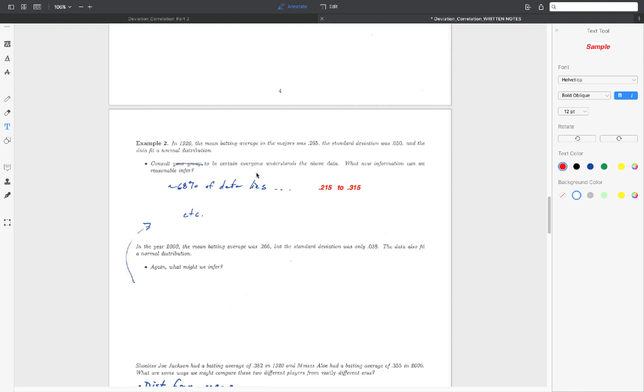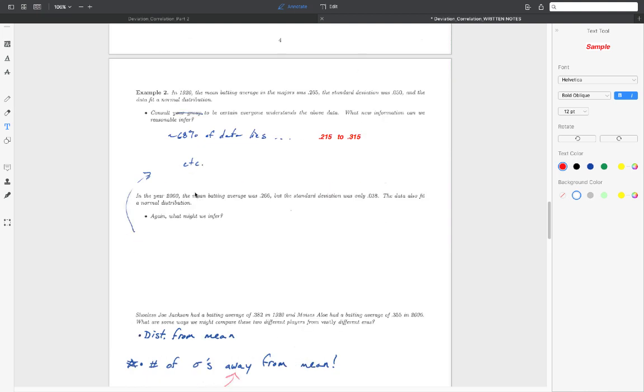So what we could infer from this is within 1 standard deviation of our mean, we should see about 68% of the data. 68% of the players should have batting averages within 1 standard deviation of the mean. So about 68% of those batting averages should lie between 0.215 and 0.315, 1 standard deviation above and below the mean.